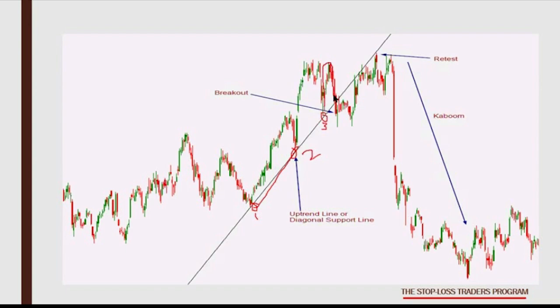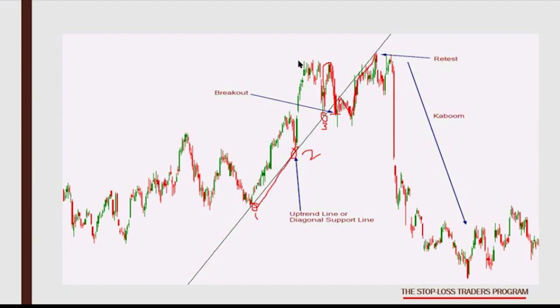Price broke it. What happened? It took a support here. It fell down, went up further, came down to this line, which was earlier a resistance, now acting as a support, right? Now price gave a bounce, again came down to that.